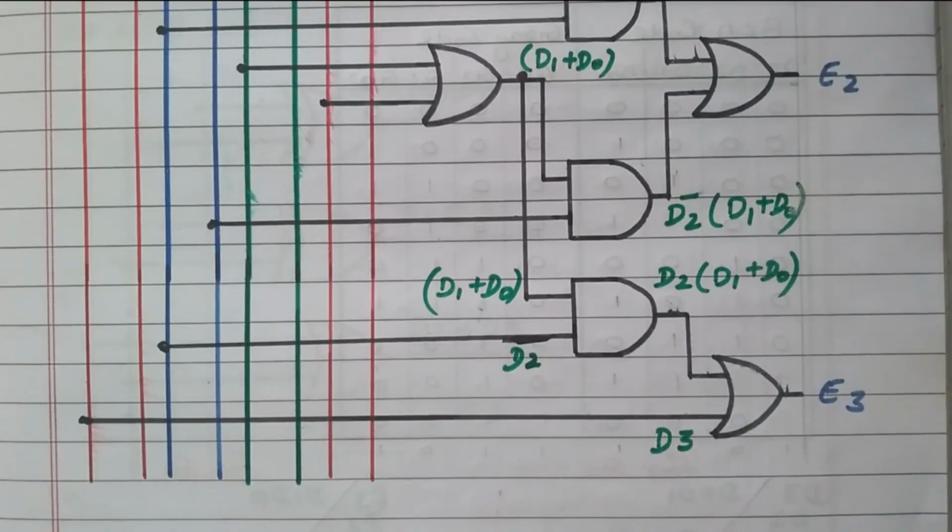So in this video, we discussed how to convert BCD to XS3 code. First, we discussed the truth table. From the truth table, by using the Karnaugh map, we got the simplified Boolean expression. Then that Boolean expression is implemented with the logic gates.